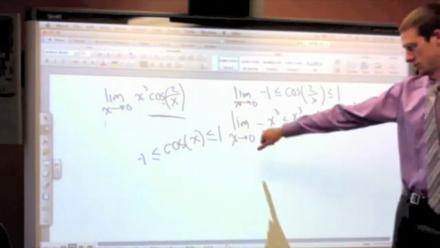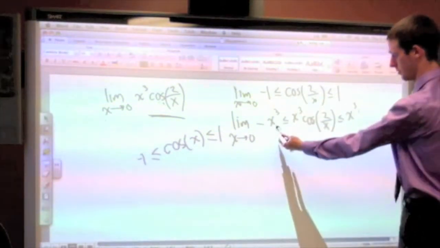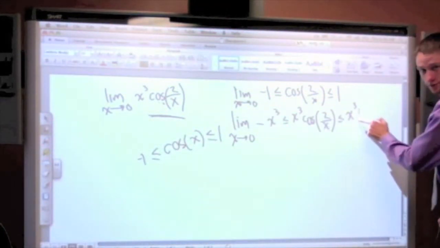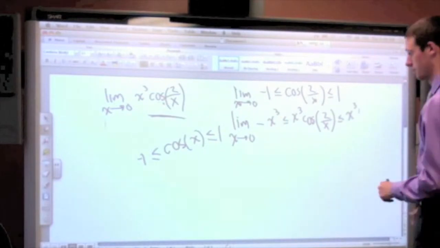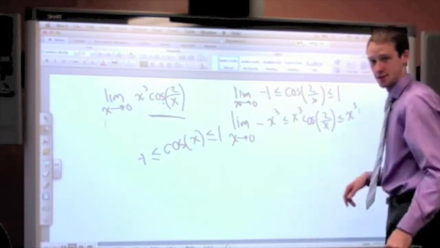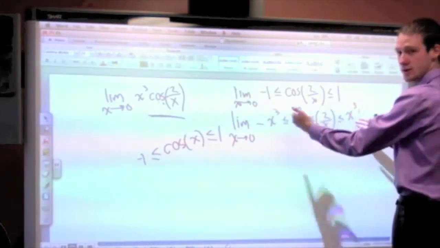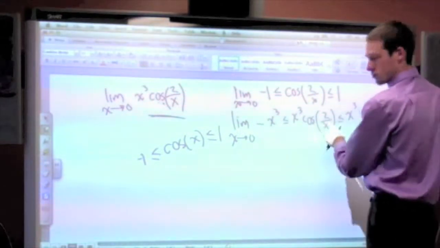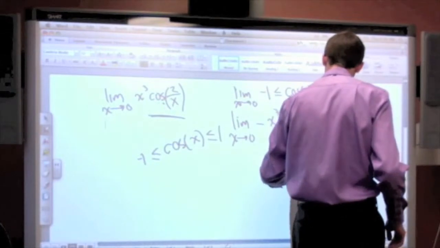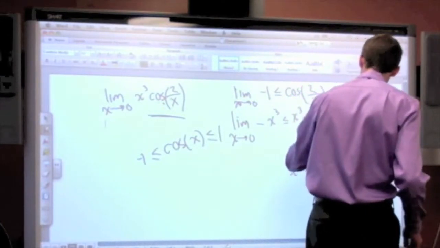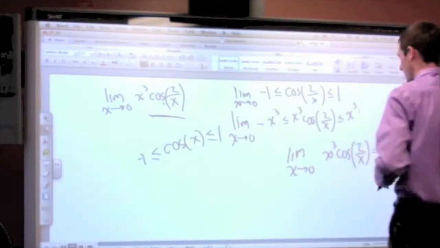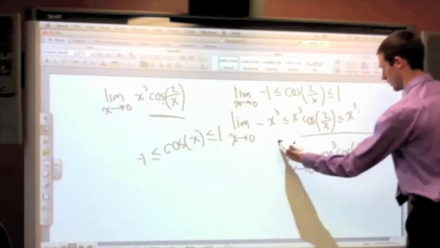Okay, so we take the limit as x approaches 0 of this one. We're going to plug in 0 and get 0 for that. We're going to take the limit as x approaches 0 for this one over here, plug in 0. You're going to also similarly get 0. So since the limit as x approaches 0 on these two is 0, and this function is in between these two functions, we know that the limit as x approaches 0 of this one also has to be 0. So we know that this is true.